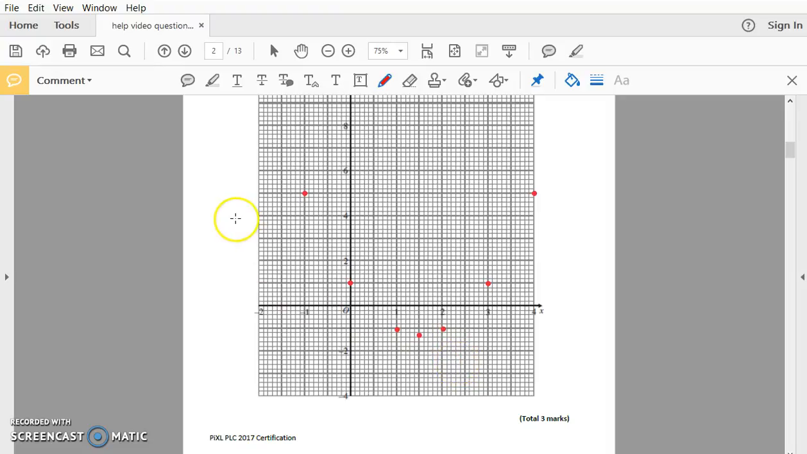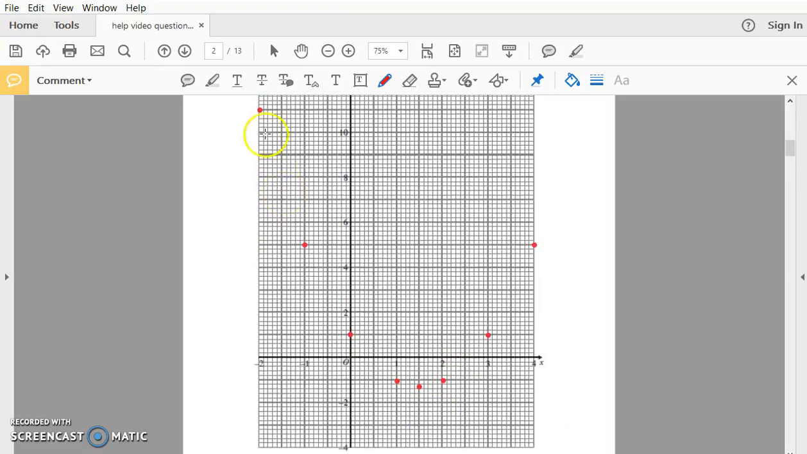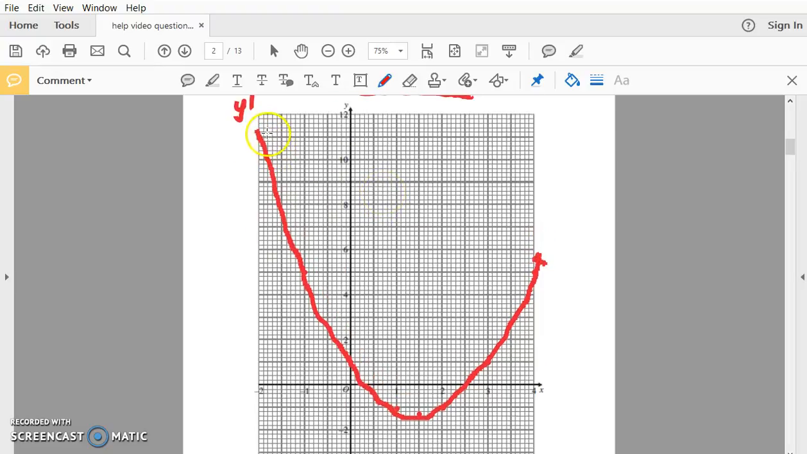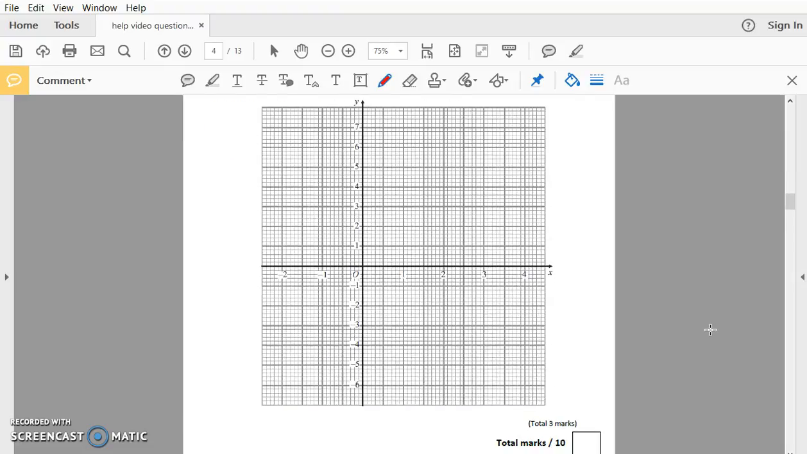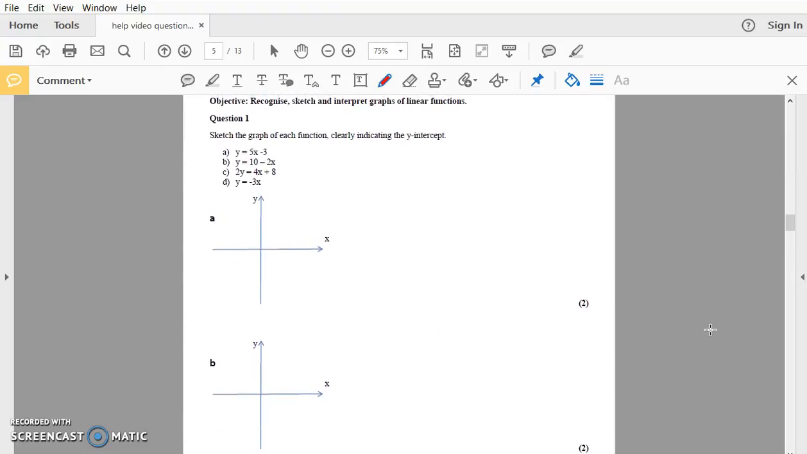Again, it's a little bit difficult to do on a computer, but you just do the best you can. And there you have your line. So again, first step is just to draw yourself a table of values. Okay? Alright, I'm going to leave that there as our first example.